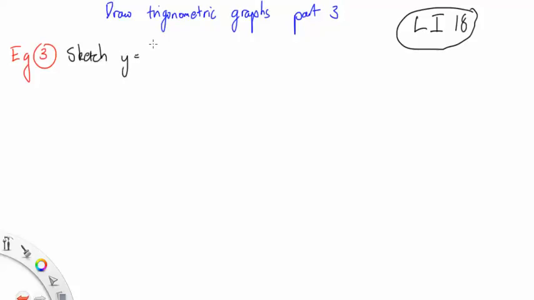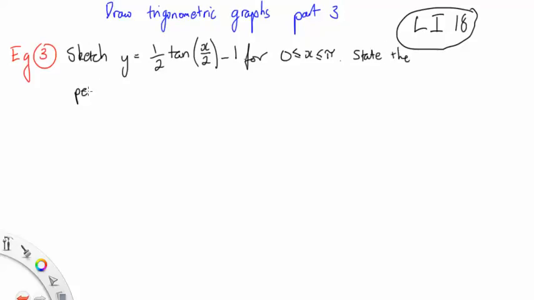y equals 1/2 tan x on 2 minus 1, for x between 0 and pi, and it wants us to state the period as well. So state the period.